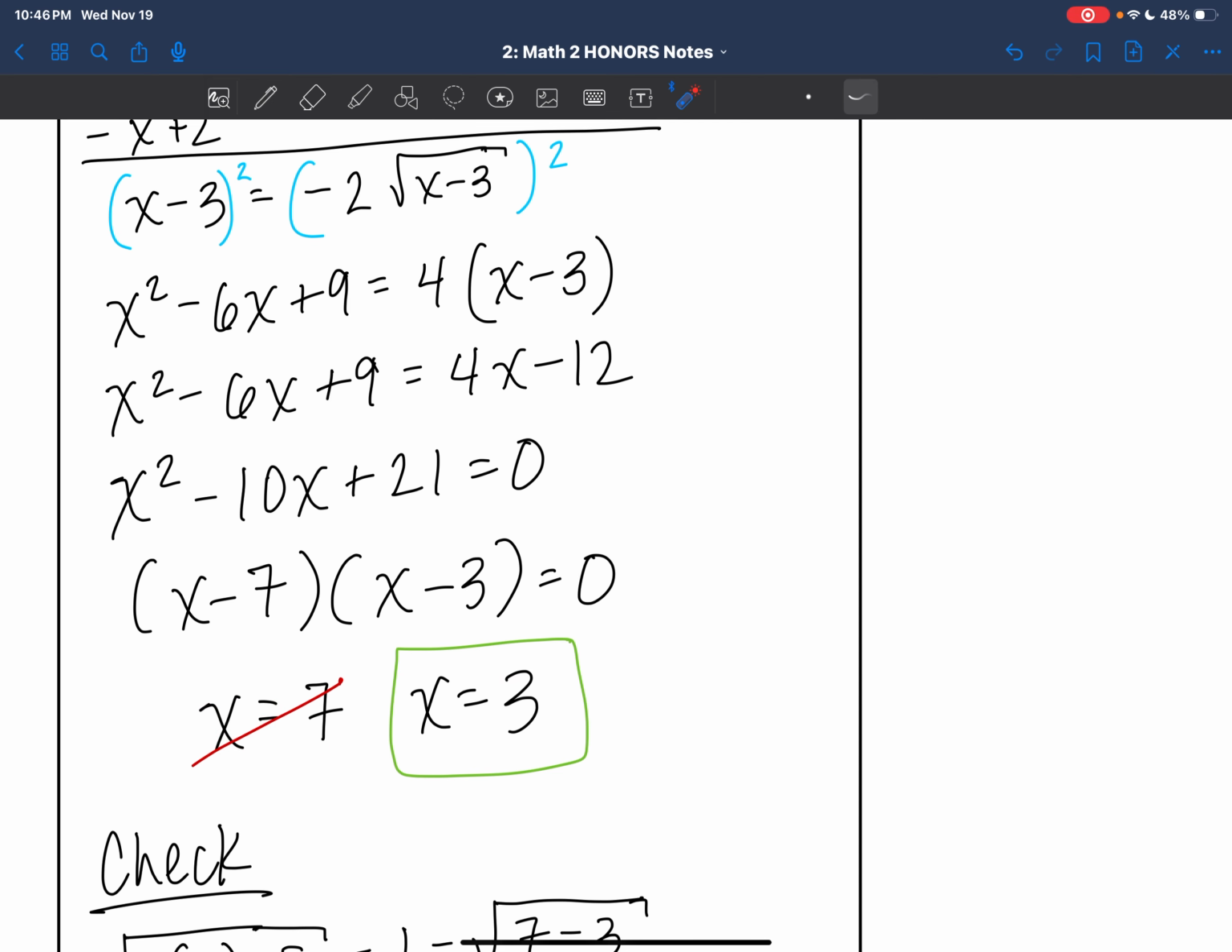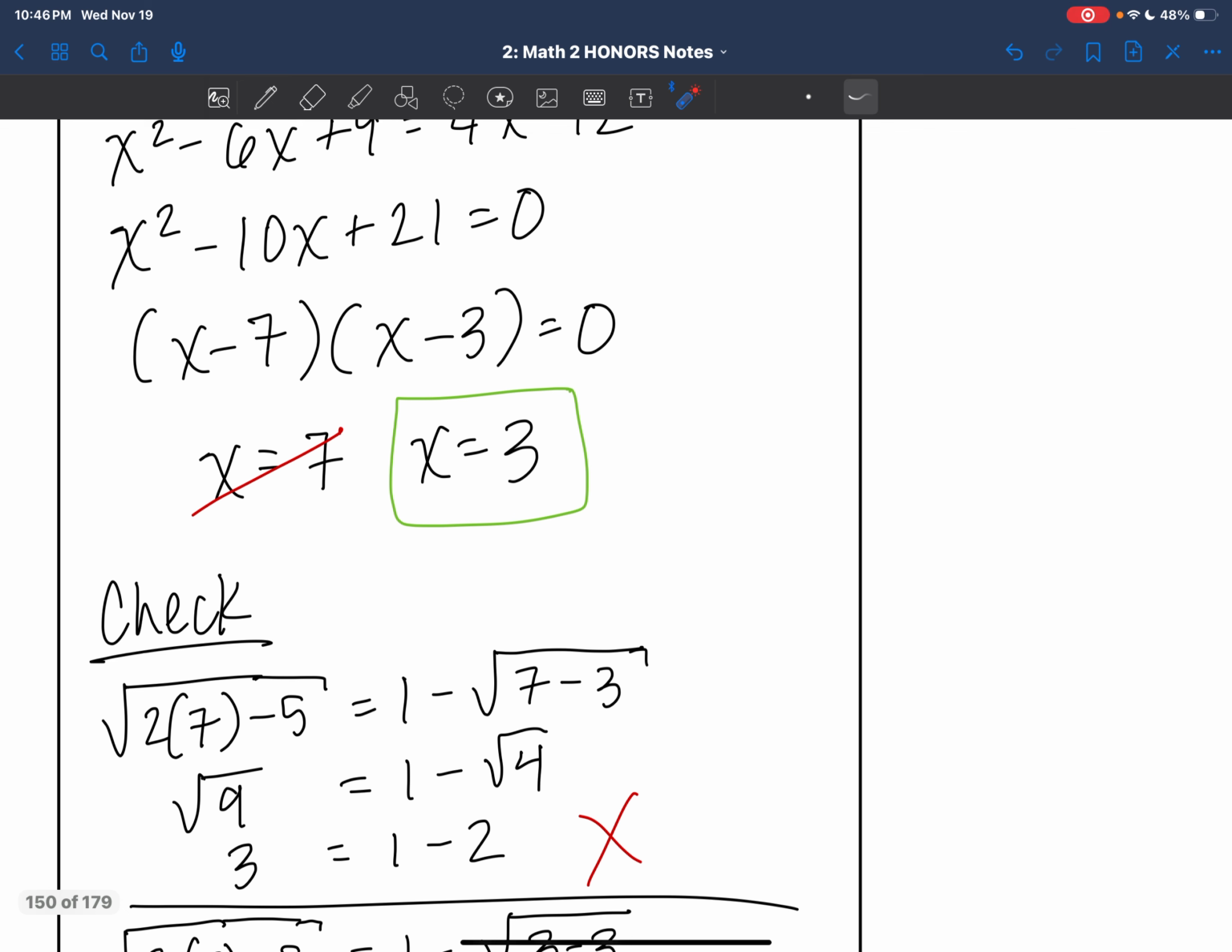So now we need to check. So we're going to substitute in 7 wherever you see x in the original equation. And here I've got 14 minus 5, which equals square root of 9, which is 3. And then over here I've got 4. So the square root of 4 is 2, and then bring everything else down. Well, I've got 3 equals negative 1. Well, that's not true, so that's why we cross that one out.